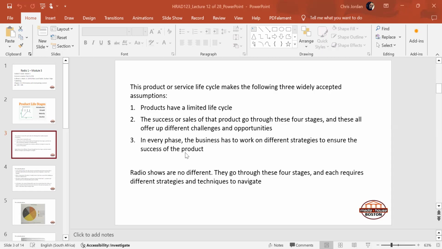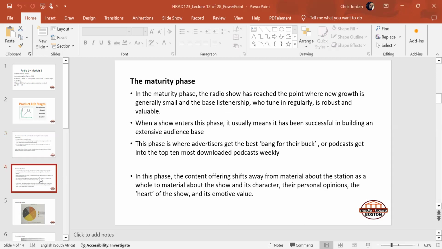So radio is no different. It still is a product. It's a service that is provided to a consumer, who is the listener. Then we go through the four stages within a particular radio show, and each requires different strategies and techniques to navigate through. So we pick up from where we left off, which was just before the maturity phase, after the growth phase, and we look at the maturity phase right now.